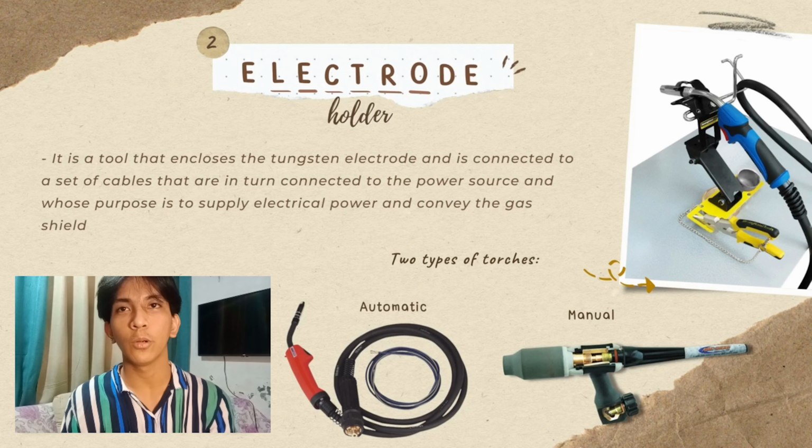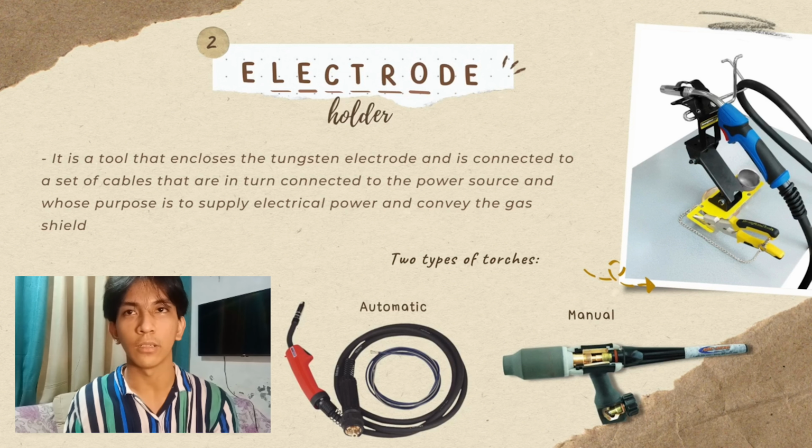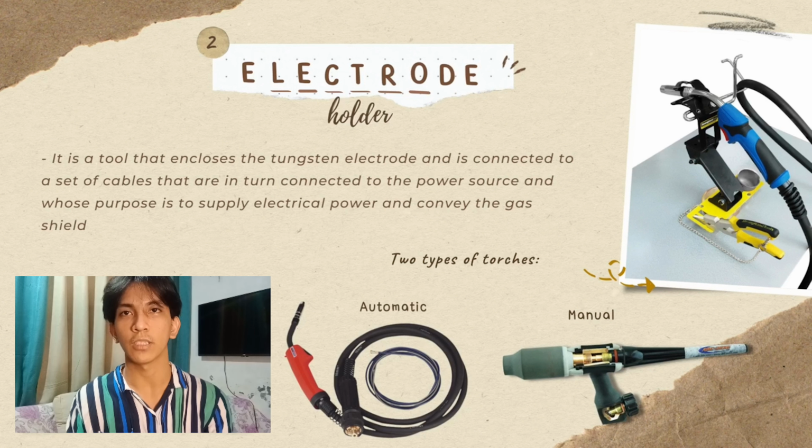Electrode holder has two variations, the automatic and manual torches, which are similar in construction, but the difference between them is that the manual torch has a handle, while the automatic torch normally comes with a mounting rack.